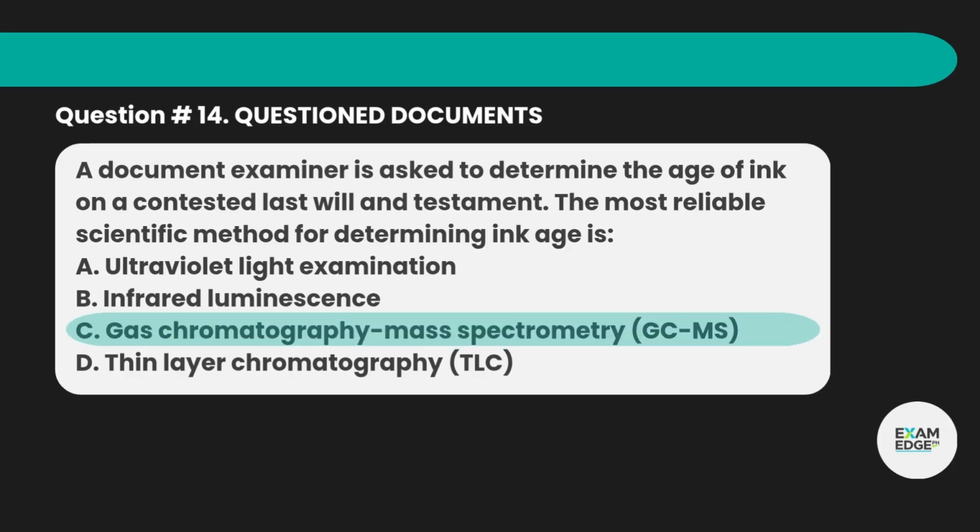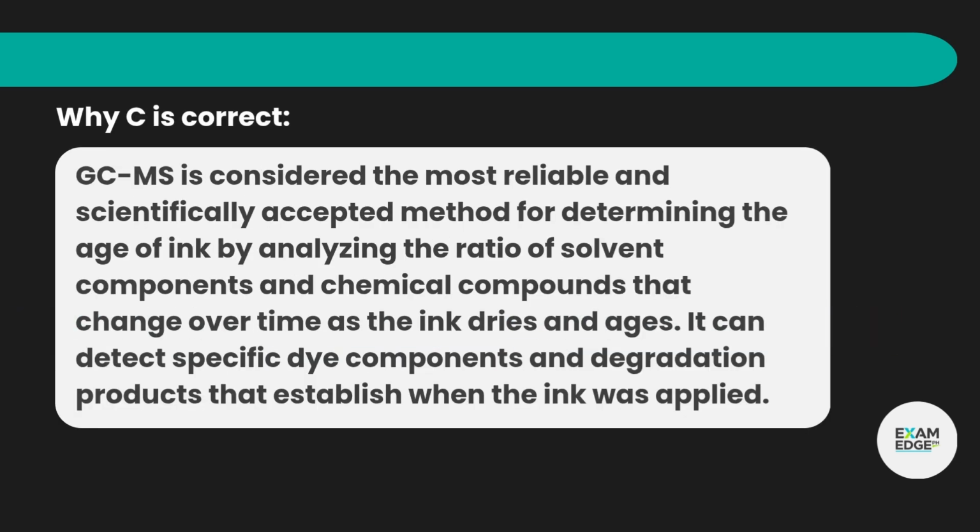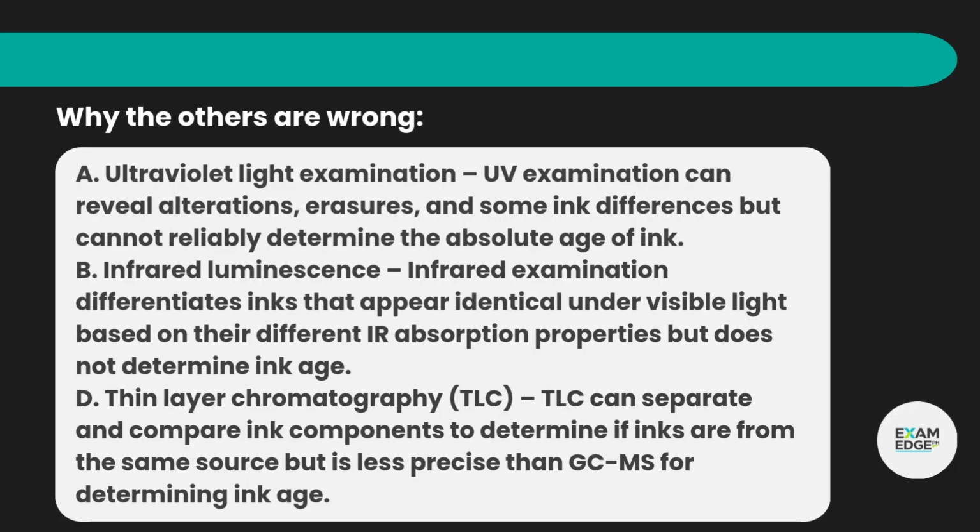Correct answer: C. Gas chromatography mass spectrometry, GCMS. Why C is correct? GCMS is considered the most reliable and scientifically accepted method for determining the age of ink by analyzing the ratio of solvent components and chemical compounds that change over time as the ink dries and ages. It can detect specific dye components and degradation products that establish when the ink was applied. Why the others are wrong?